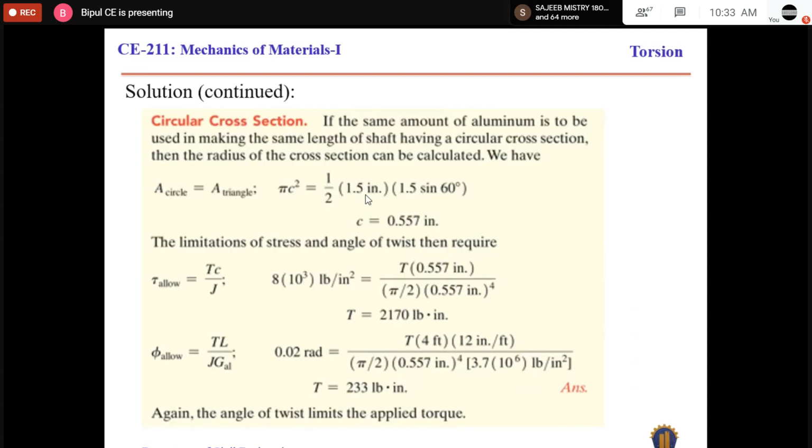The area of the triangle is half base times height. The base is 1.5, and the height is 1.5 sine 60 degrees, because as it is an equilateral triangle, the angle between two sides is 60 degrees. This is the area of the triangle. So to maintain the same amount of material, we have to make the circular shaft with a cross sectional area equal to this value.